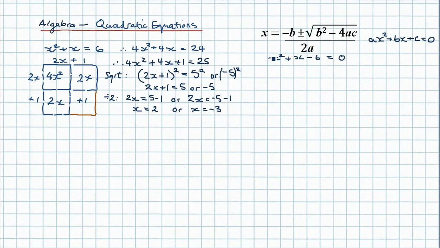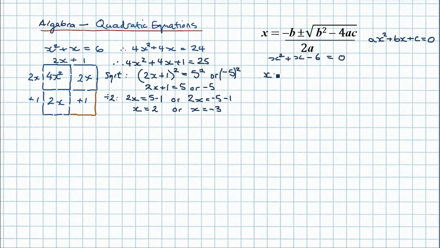But what we can do now is look very carefully at this and see that the a term is simply 1, the b term, the coefficient of x here, is 1, and the c term, excuse me, is minus 6. So a is 1, b is 1, and c is minus 6. Now we simply plug those values into the formula, and it gives us the result.